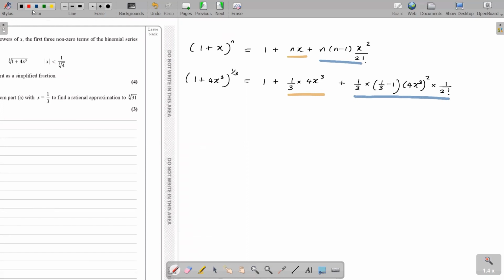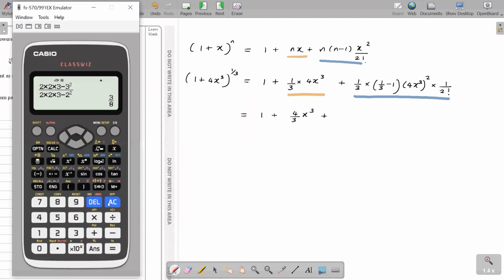So let's simplify term by term. What do we get here? 1 plus 1 over 3 into 4x cube is 4 over 3x cube. The other guy, of course, it's better that we type it in the calc. So I get here 1 over 3 into 1 over 3 minus 1 into, now here be careful, this is 4, the power 2 comes not only to the x cube but also to the 4. So which gives us what? 4 square here, in the sense this is 16. 16x to the power 6 because the power 2 comes and multiplies with 3 in x. So then you get here 4 to the power 2, x to the power 6.